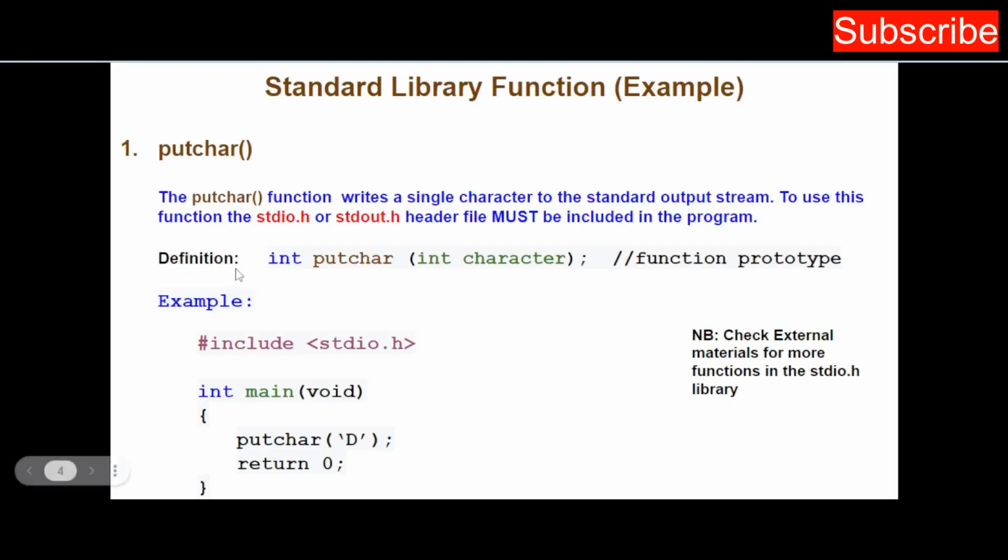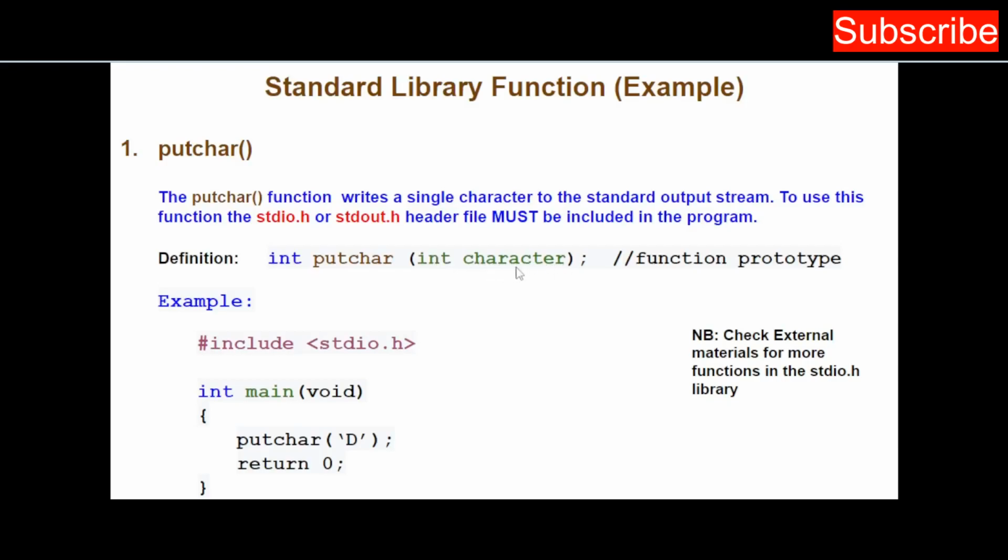Now the definition, this is how it is defined. It returns an integer. The name is putchar, and it takes in one argument or parameter. I talked about argument and parameter in my previous slide. Now an argument or parameter is what you pass into the function. So in this particular function, you are passing just one argument, and that argument is of data type int, an integer, and we gave it the name character.